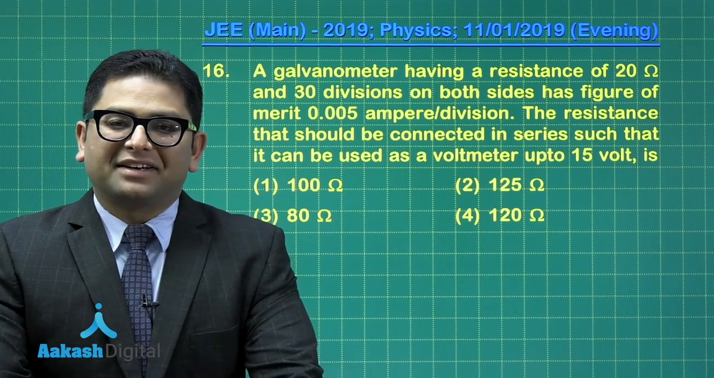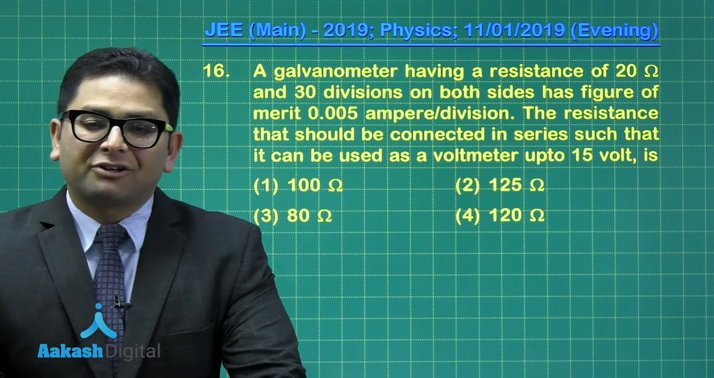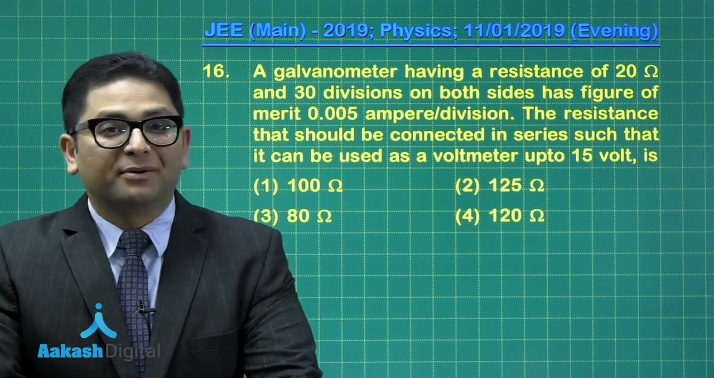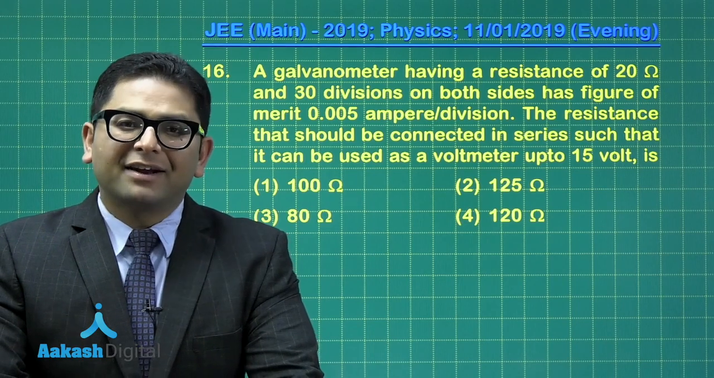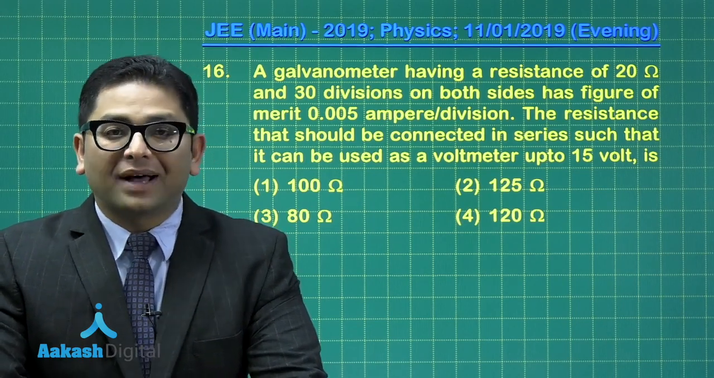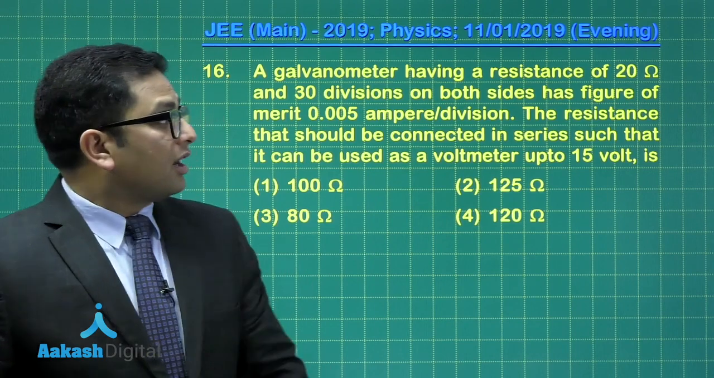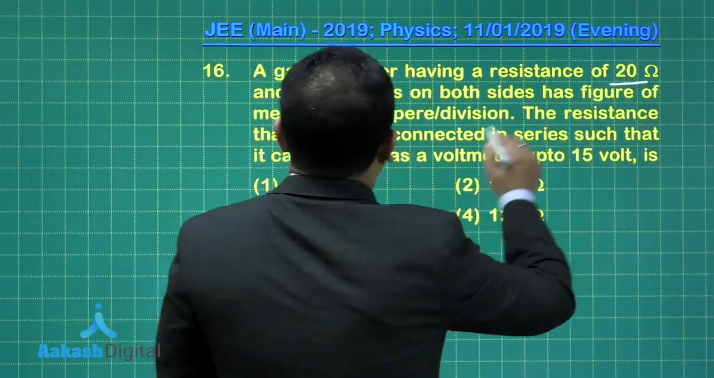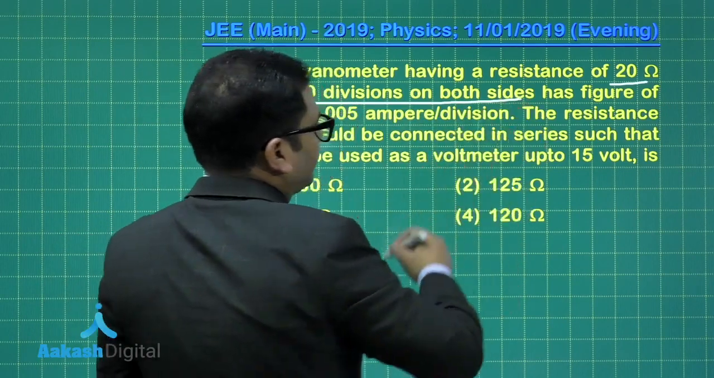Question number 16. This has been set from current electricity. However, the inspiration has been drawn from experimental physics. So that's an area where one has to give sufficient amount of focus. All right, let's see. The galvanometer is there with a resistance of 20 ohm and 30 division on both sides.